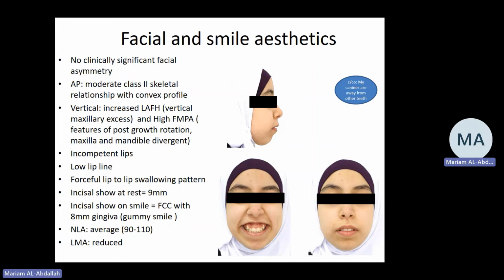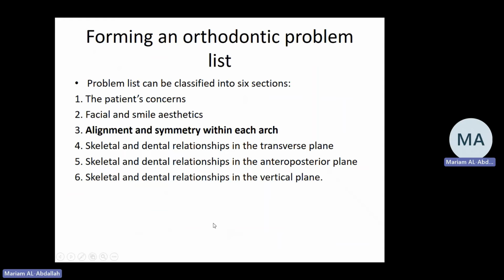So we usually have plan A, plan B, plan C, etc. And we need to discuss the risks and benefits, duration, cost, and everything with the patient in order to choose the best treatment for them. So this is an example of how to describe the facial aesthetics and smile.